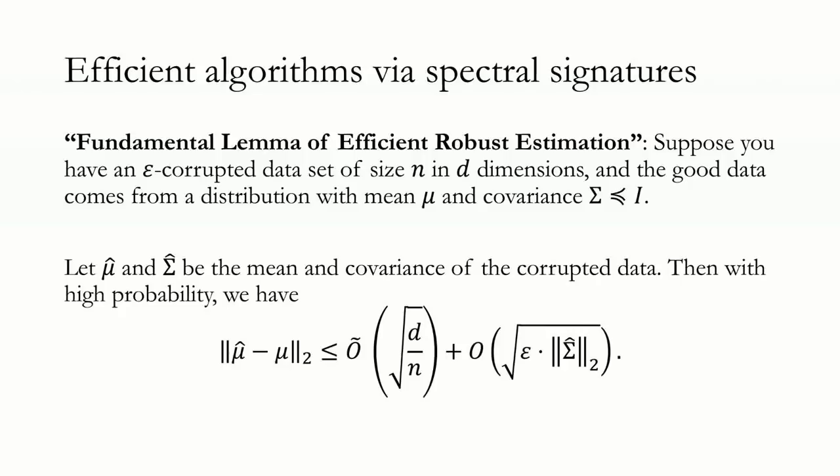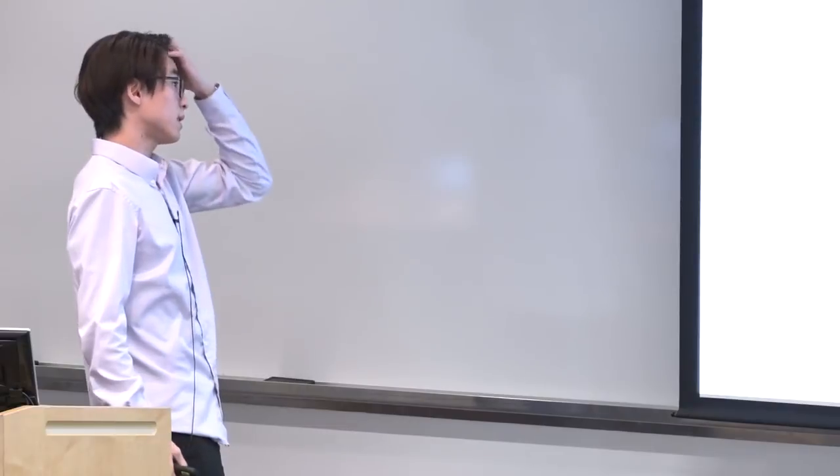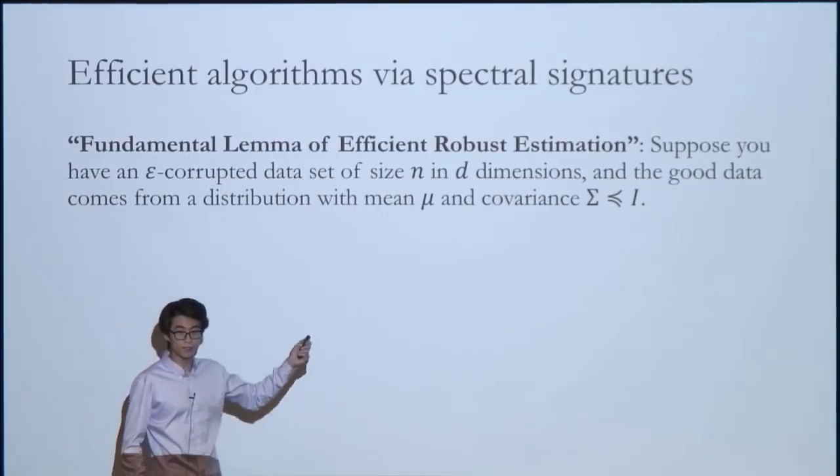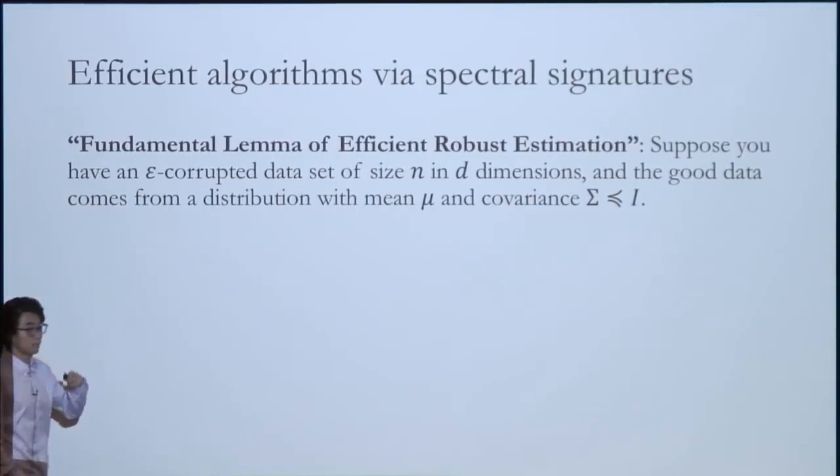This is one instantiation of the lemma, but essentially, suppose I have an epsilon corrupted data set of size n in d dimensions. So I have n points, and an epsilon fraction of these points could have been arbitrarily corrupted. But what I do know is that the good points came from a distribution. It has mean mu, and it has some regularity conditions. You need some sort of regularity conditions, otherwise the problem is impossible. The regularity condition in this specific case that we're going to enforce is that it has bounded covariance. So its covariance is bounded by the identity. That means all eigenvalues of its covariance are at most 1.